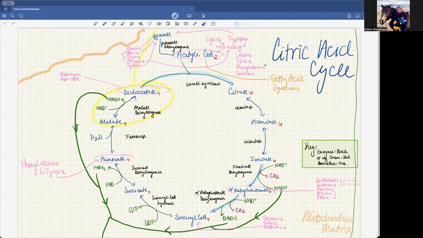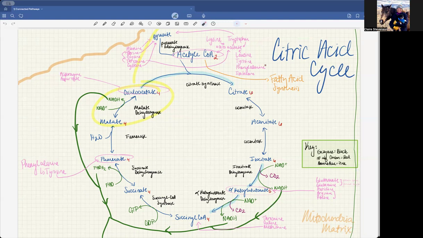Alanine will be converted into pyruvate. Threonine will be converted into glycine, which can be converted into serine, which can then be converted into pyruvate. And cysteine can also be converted into pyruvate. Threonine can also be converted into acetoacetate, which is an intermediate before acetyl-CoA.